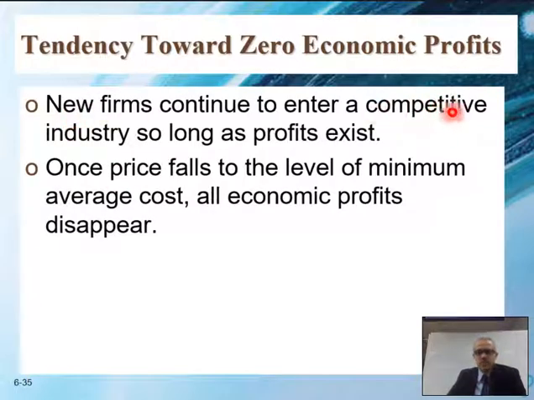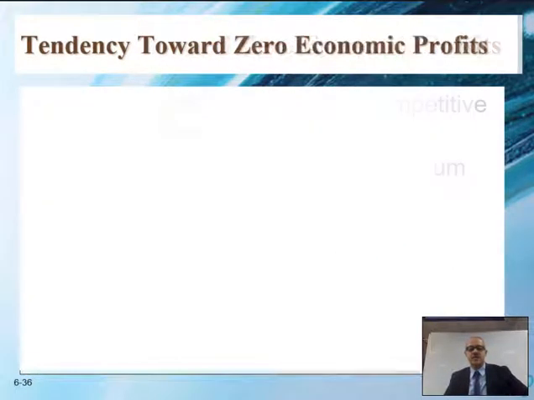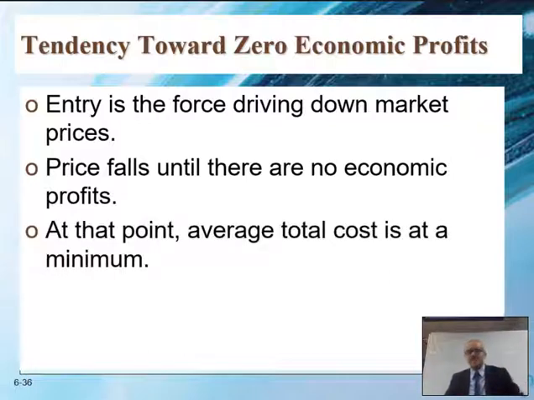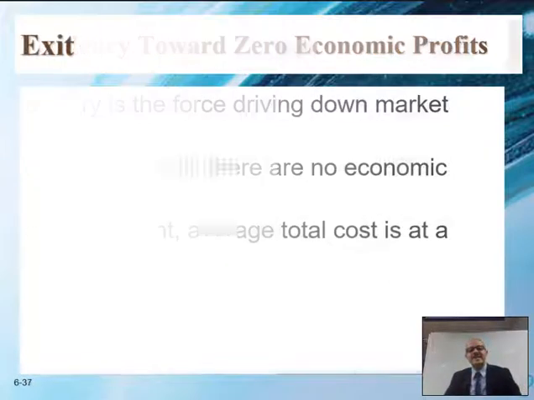New firms will continue to enter as long as there's profits, and once prices fall to the level of minimum average costs, all economic profits will disappear. Entry is the force driving down market prices, and then price falls until there is no economic profit. At that point, average total cost is at its minimum.